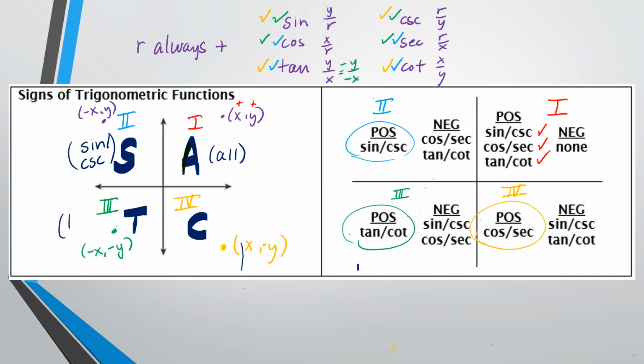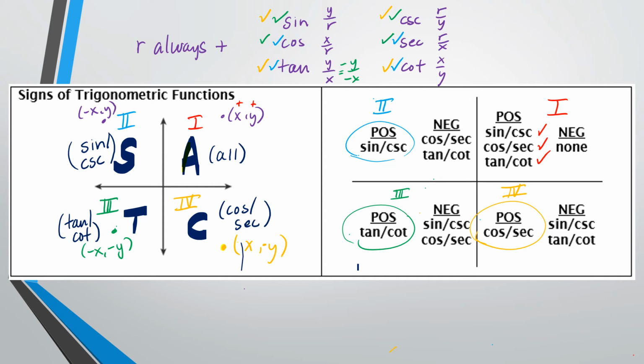T stands for tangent. And then you have to know that cotangent is the reciprocal function that goes with it. So in quadrant 3, tangent and cotangent are positive, everything else is negative. And then finally in quadrant 4, the C stands for cosine, and cosine and secant go together. So those are the two things positive in quadrant 4, everything else is negative.